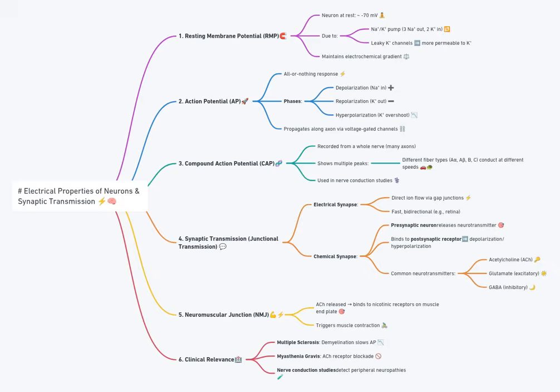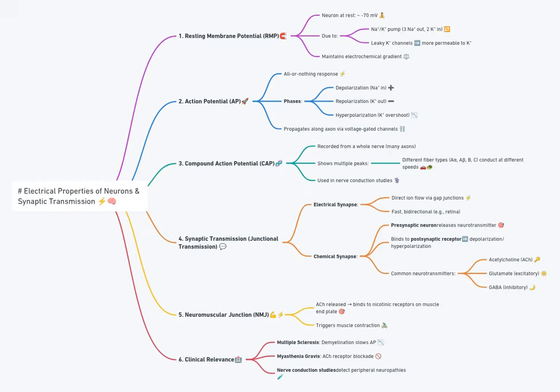This electrical charge difference across the neuronal membrane arises from the unequal distribution of ions, mainly sodium, potassium, chloride, and negatively charged proteins. The membrane is selectively permeable, allowing potassium ions to move more freely than sodium ions, and the sodium-potassium pump actively transports 3 sodium ions out of the cell and 2 potassium ions into the cell, maintaining the ionic gradients. When a neuron is stimulated, its membrane potential changes.